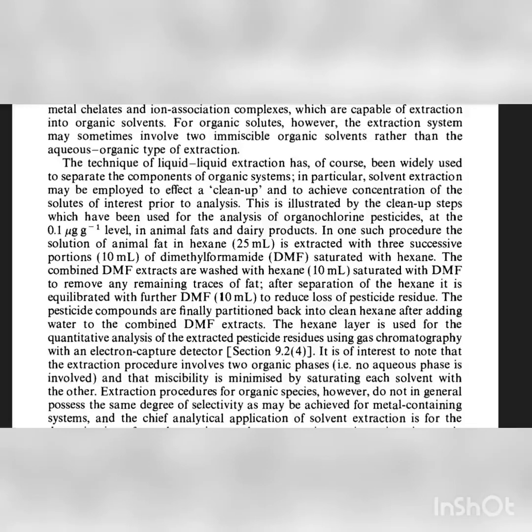The combined DMF extracts are washed with hexane saturated with DMF to remove any remaining traces of fat. After separation of the hexane, it is equilibrated with further DMF to reduce loss of pesticide residue. The pesticide compounds are finally partitioned back into clean hexane after adding water to the combined DMF extracts. The hexane layer is used for the quantitative analysis of the extracted pesticide residues using gas chromatography with an electron capture detector.